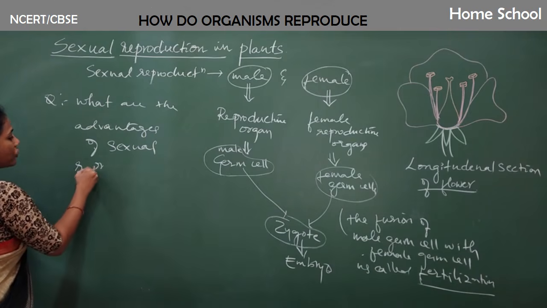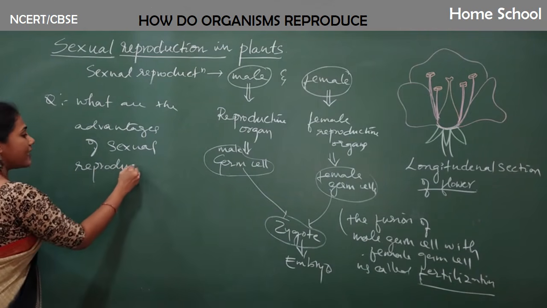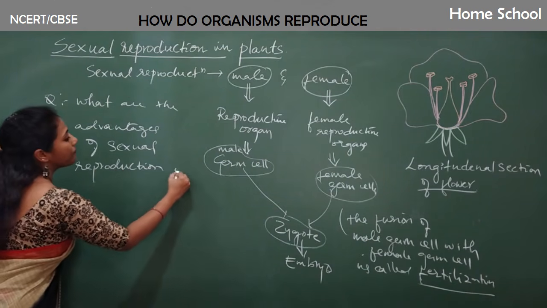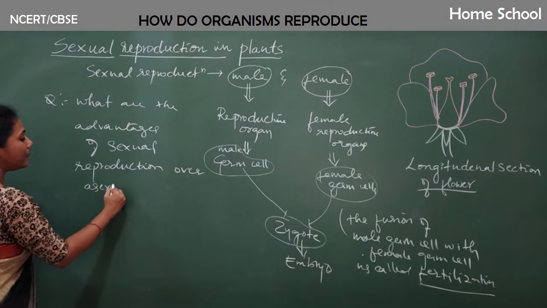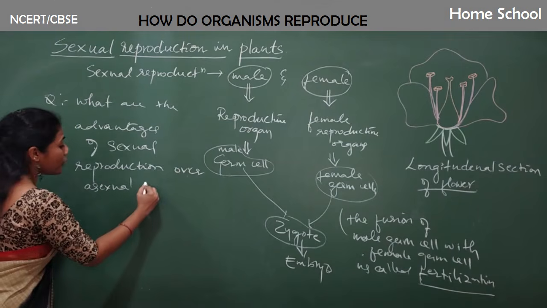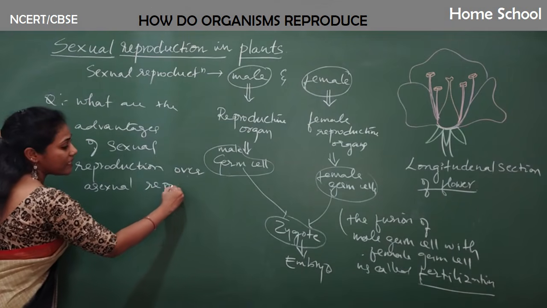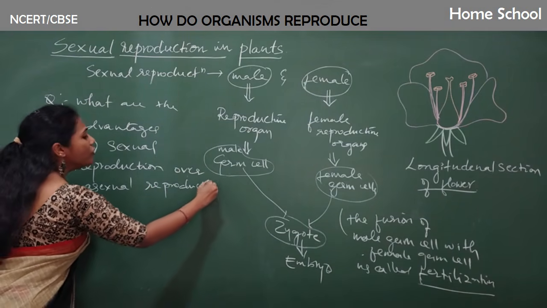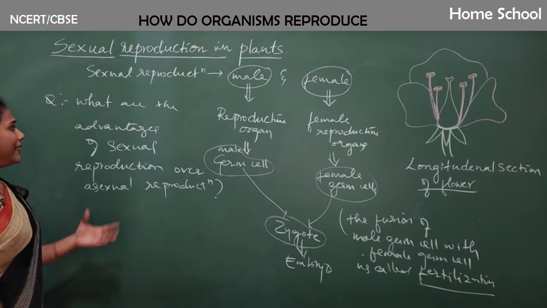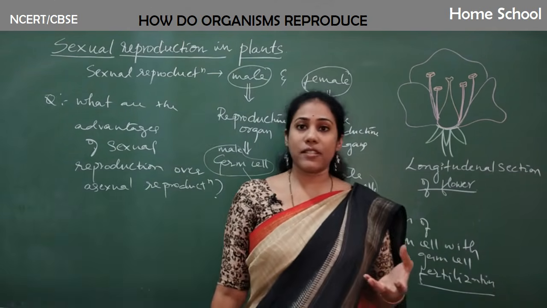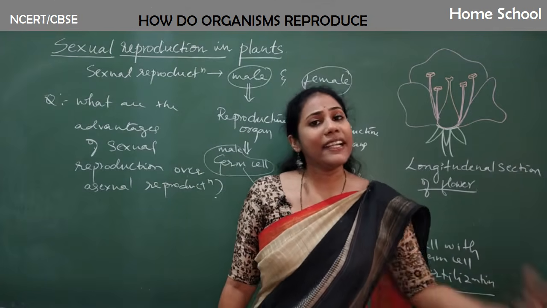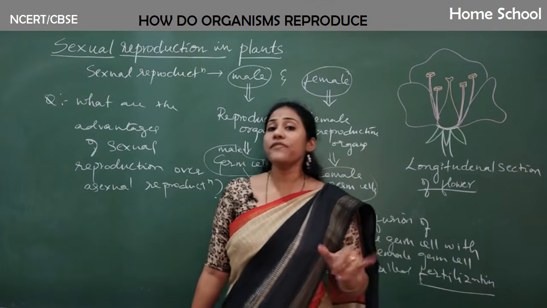Sexual reproduction over asexual reproduction. You have completely studied asexual reproduction and its different types in the previous videos. So now, definitely, sexual reproduction has more advantages. What are the advantages that you see out of sexual reproduction?